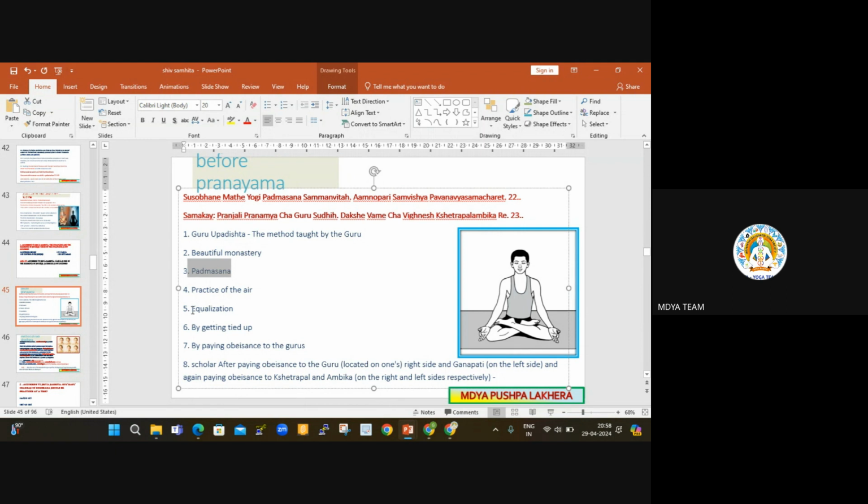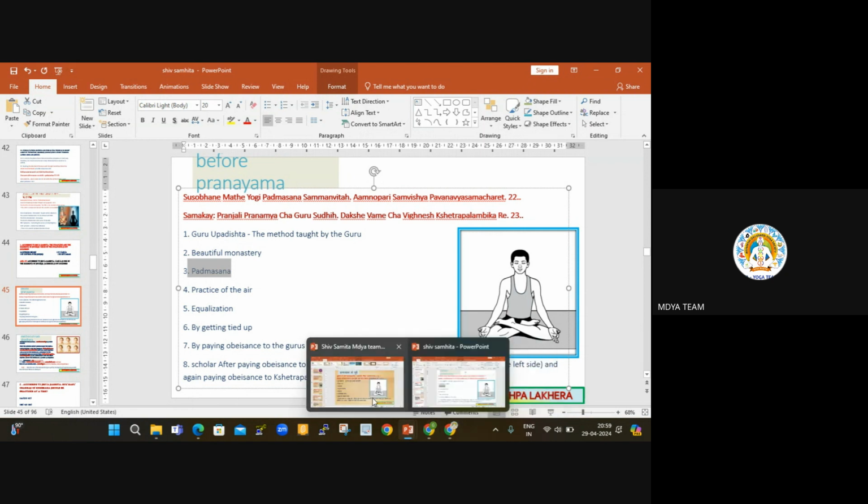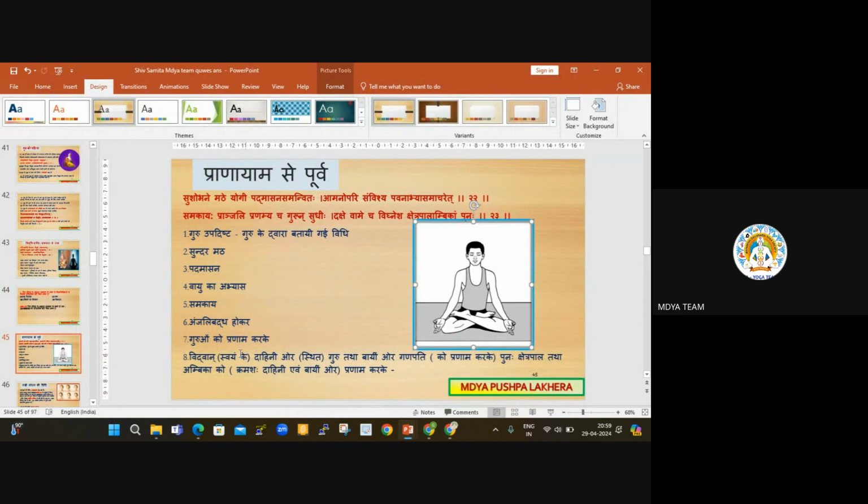Then the fifth one is equalization. What is equalization? Whatever air is going on in the breath, try to equalize it. How will we do that? That is not mentioned here. And when getting tired, by paying obeisance to the Guru, the part is little.